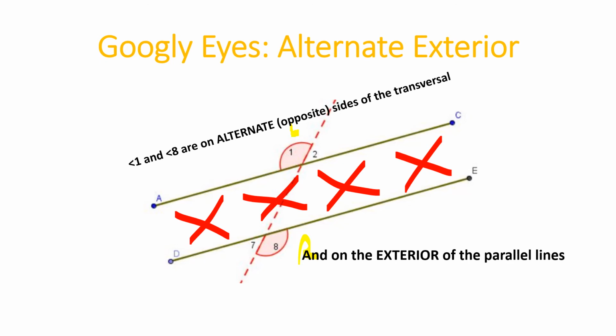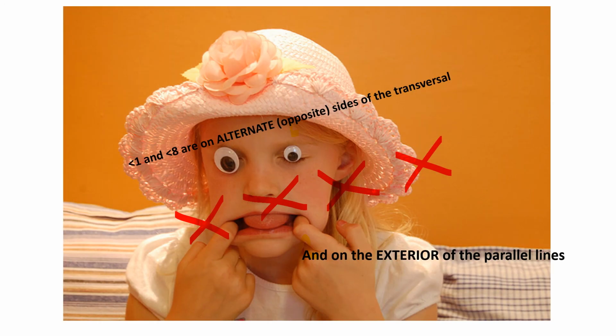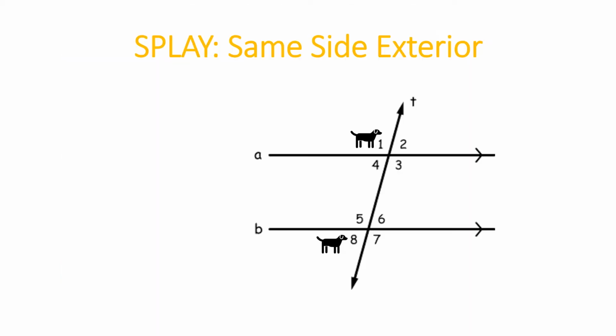All right, why do I call it googly eyes? I think of like a frog with those big eyes, and they're both supposed to be here, right? But psych, it's not. It's on the other side. It's all googly. Googly eyes, alternate exterior. Okay.